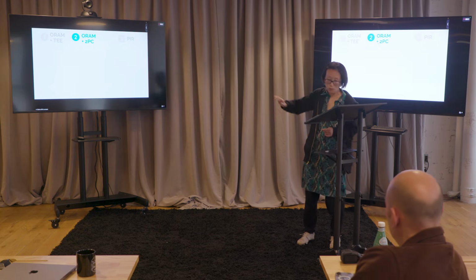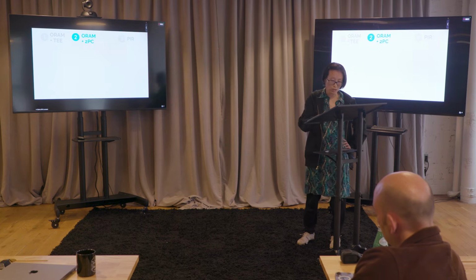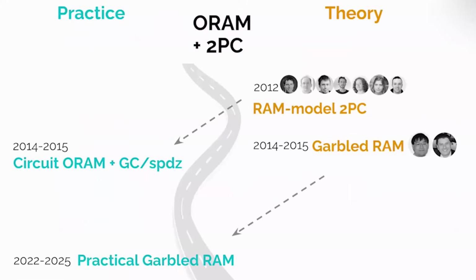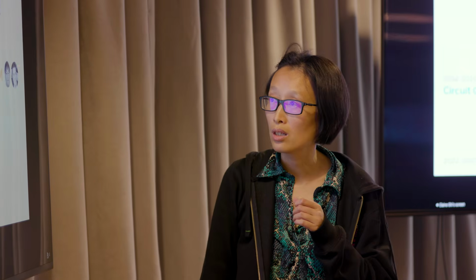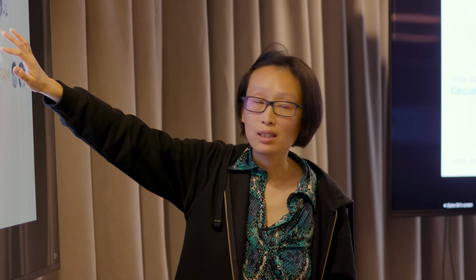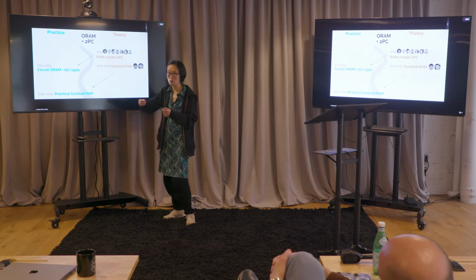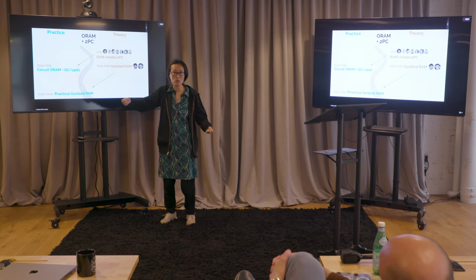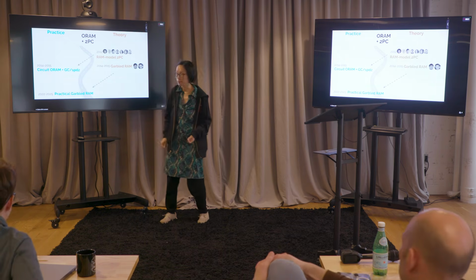Okay, so before I ask open questions about ORAM plus 2PC, let's quickly look at how we got here. There's practical land and there's theory land. In theory land, RAM model 2PC was first proposed in 2012 in a paper with many authors by Gordon et al. And then Garbled RAM was proposed around 2014. The difference is RAM model 2PC doesn't care about the round complexity. If you have a computation that runs in T rounds, the RAM model 2PC will give you a protocol that runs in T log n rounds. So it's very, very interactive. And Garbled RAM is only 2 rounds. No matter how long the original computation is, you only have 2 rounds.